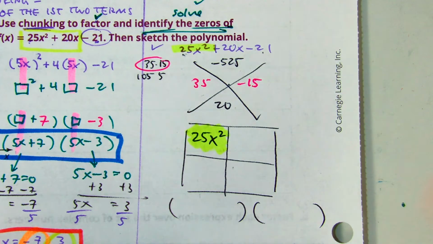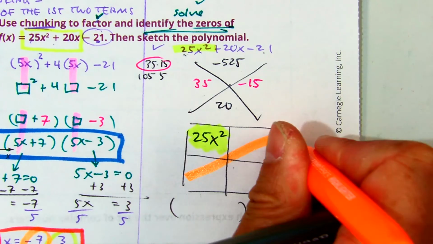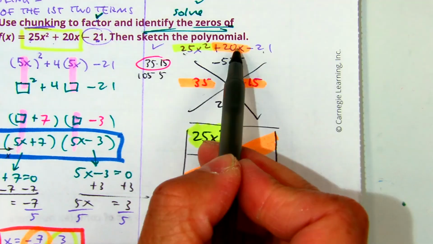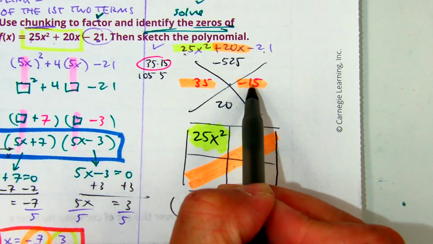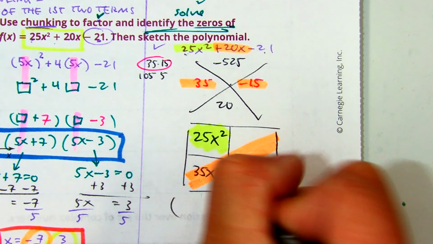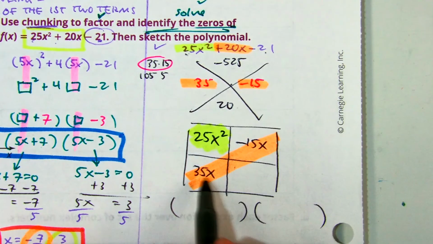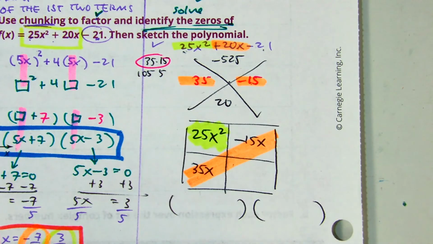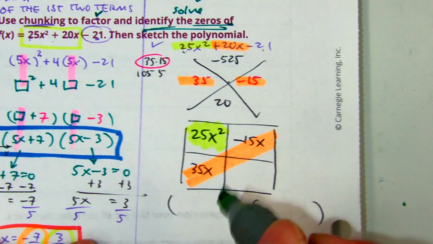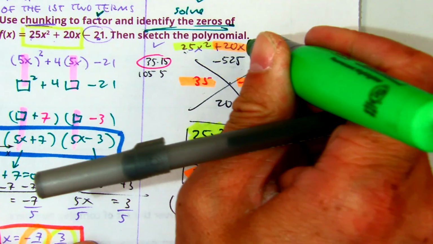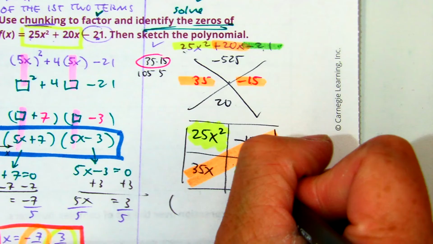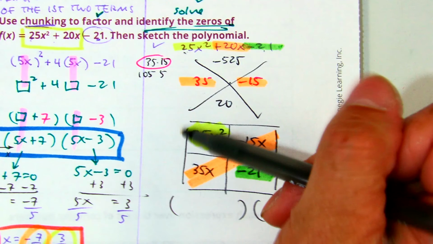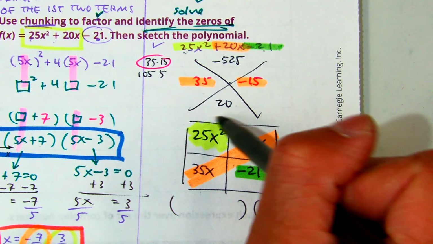Class, what goes in these two boxes? We're basically splitting the middle term, 20x, which is 35x and negative 15x. So you have to add an x there. They will always go in these positions. Now, you can always switch the orders. You can have 35x and negative 15. And then, class, what always goes in the bottom right? Negative 21. Okay, with your partner, go ahead and take 30 seconds. I want you guys to find the things on the outside of the box. Ready, set, go.